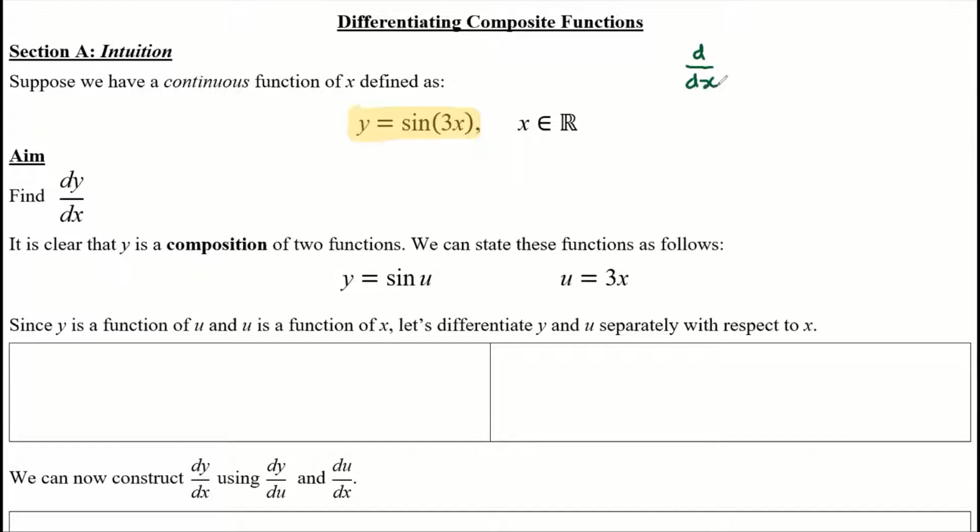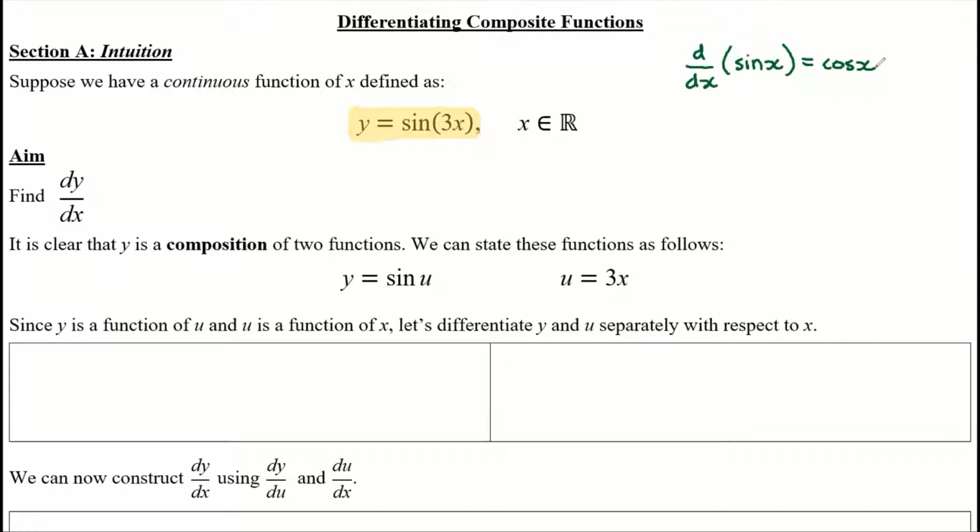We know that the derivative of sine x is cos x. We did it from first principles, and we've been using this result. But we haven't talked about sine of 3x, or sine of 2x, or sine of 4x, or anything else more complicated. So how does that fit into this idea? Well, we actually need a different technique to address this.